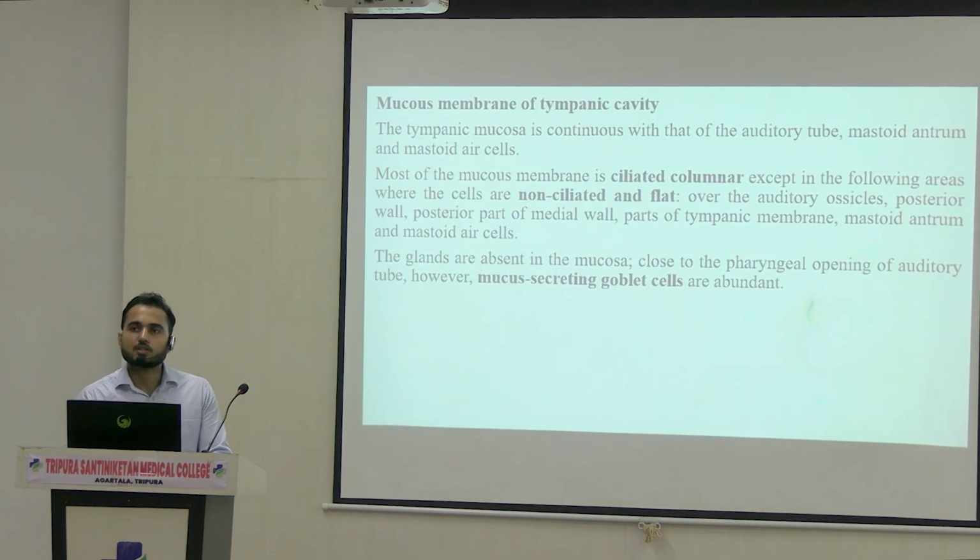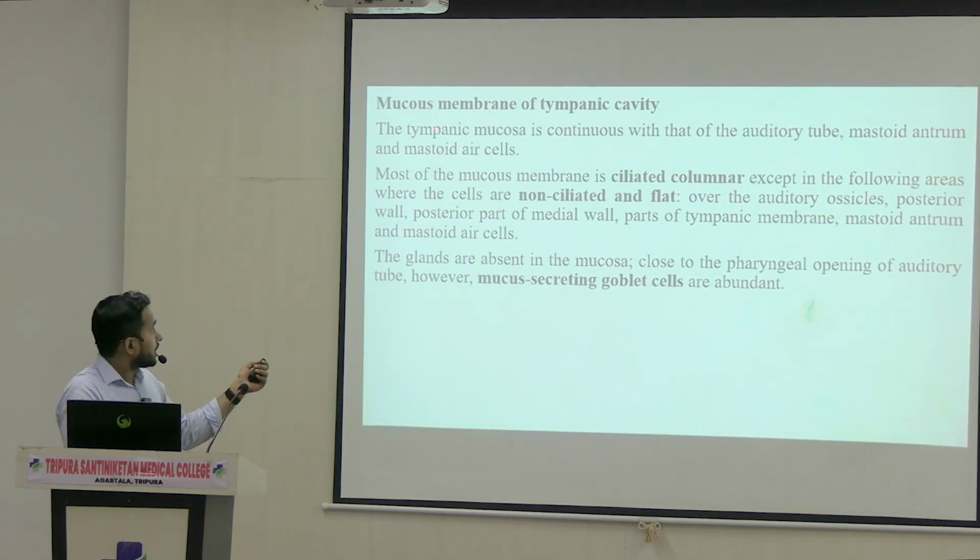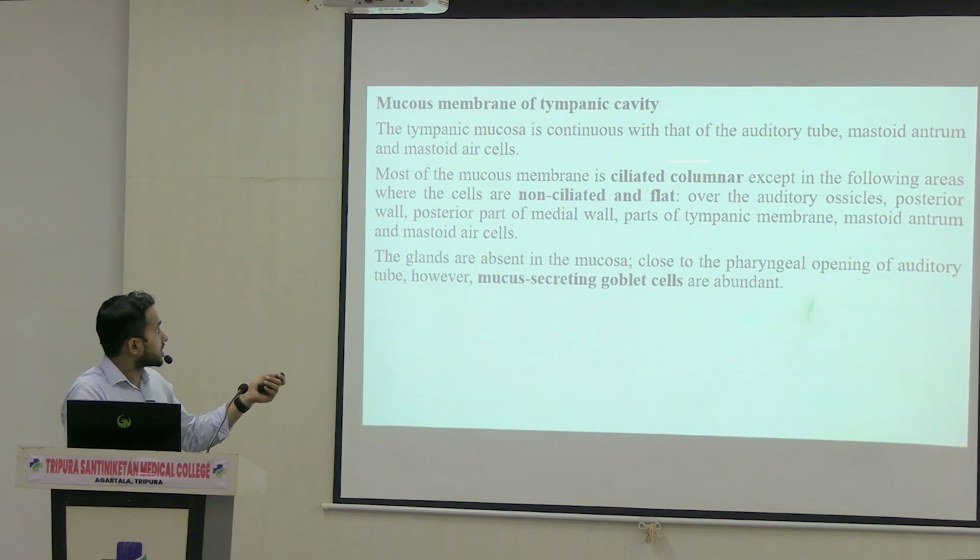Now, how are the subdivisions done? No such curtain is there. This is for your understanding that I am telling. Okay. So, the middle ear cavity is divided into 3 parts. So, how is it divided into 3 parts? The tympanic mucosa is continuous with the auditory tube, mastoid antrum and mastoid air cells.